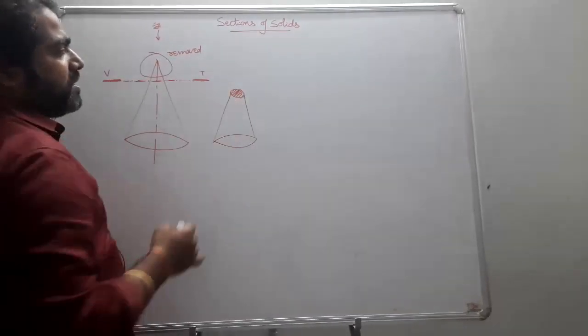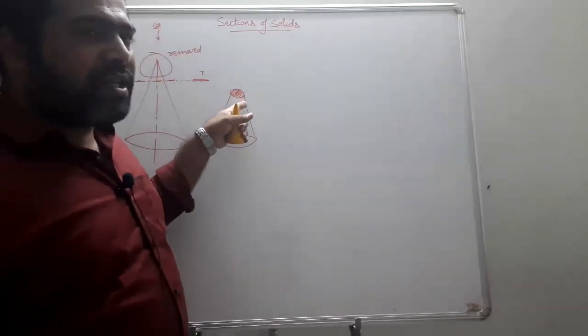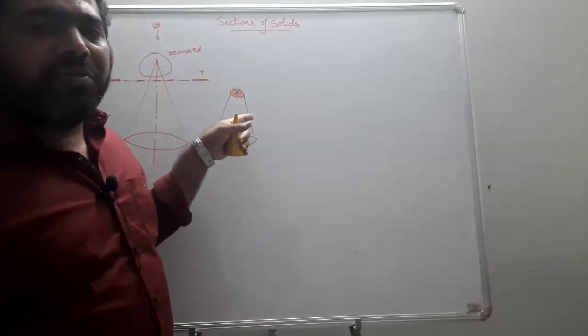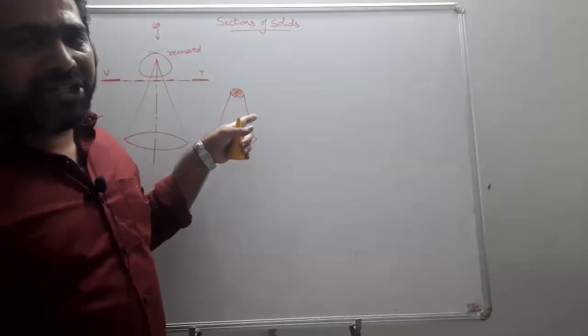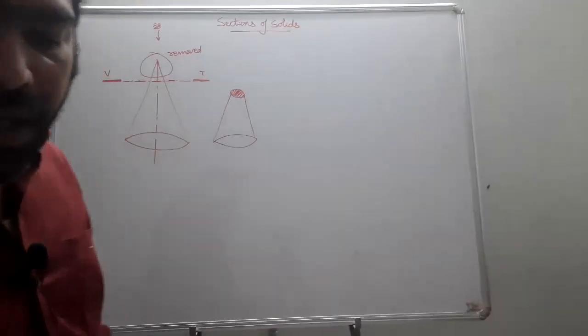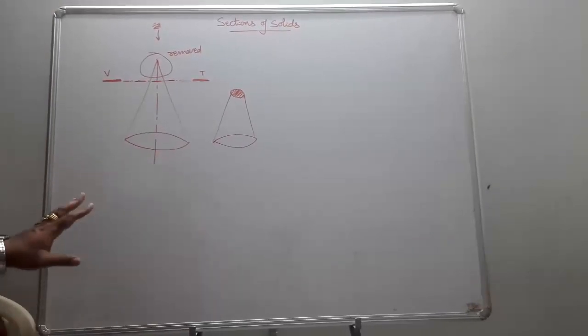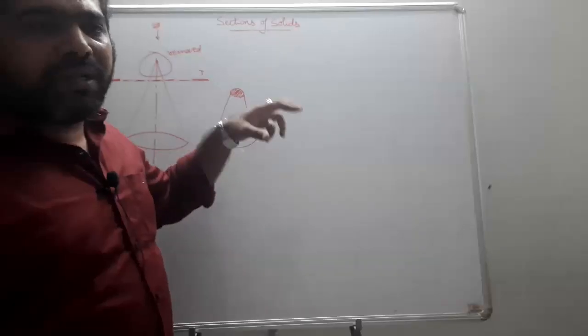This is called hatching. It is represented by lines inclined at 45 degrees and equispaced. This shows that the solid has undergone sectioning, so it should be represented like this. So this was the general section of a solid. You take a cutting plane, cut throughout the solid, remove the portion between the observer and the cutting plane, and see the visible shape.